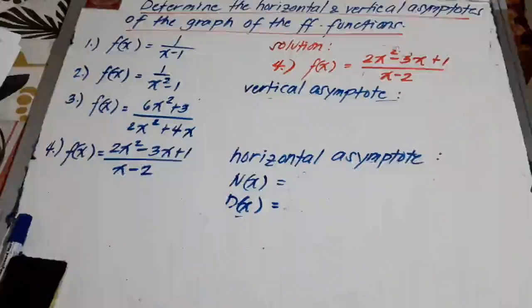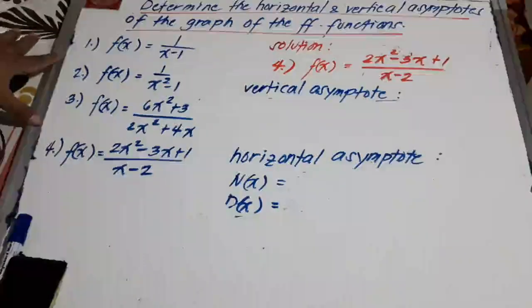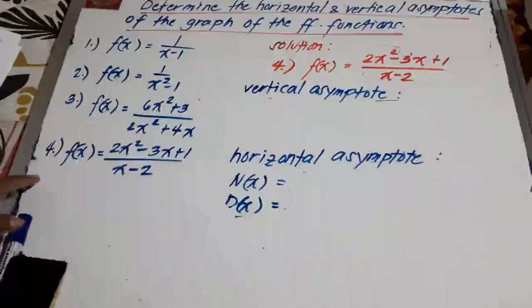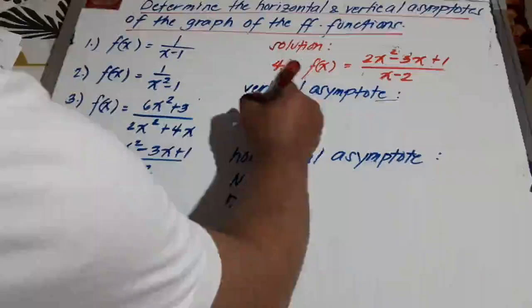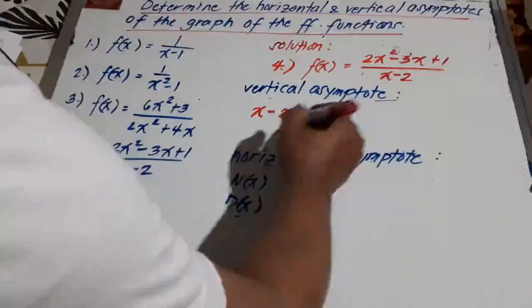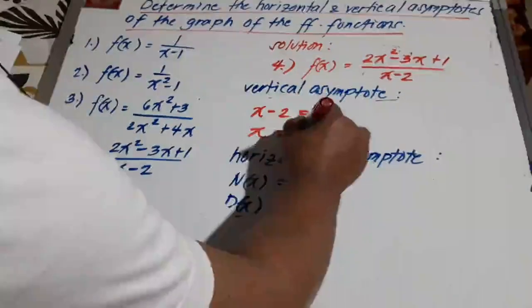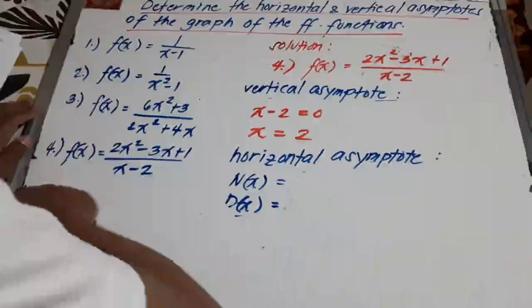So, okay, so this is now the last example in determining the horizontal and vertical asymptotes of a rational function. Actually, 3 lang kanina. I have added another example para naman for the third rule in determining the horizontal asymptote. Okay? For the vertical asymptote, again, equate x minus 2 to 0. Therefore, the vertical asymptote is x equals 2.